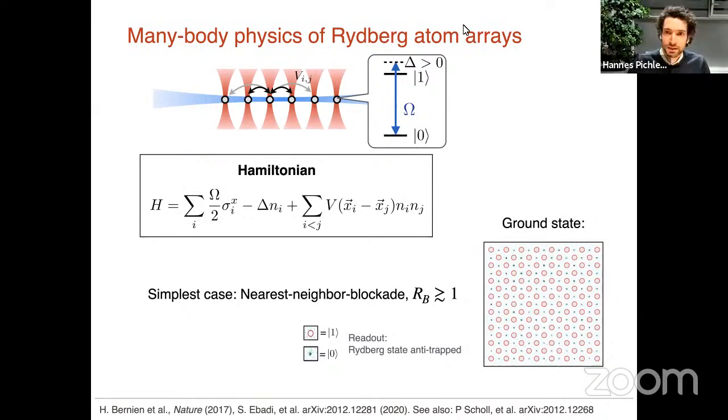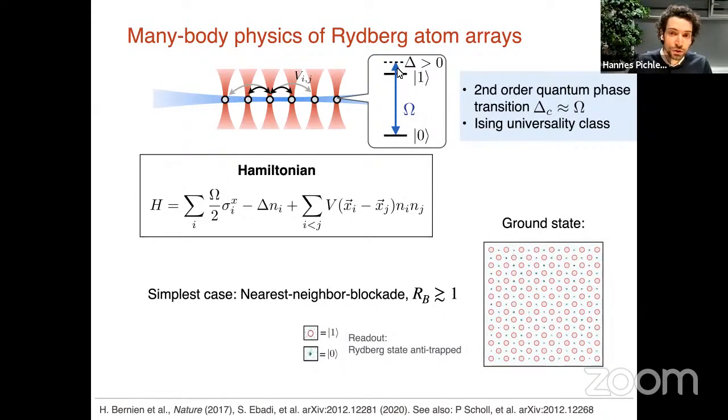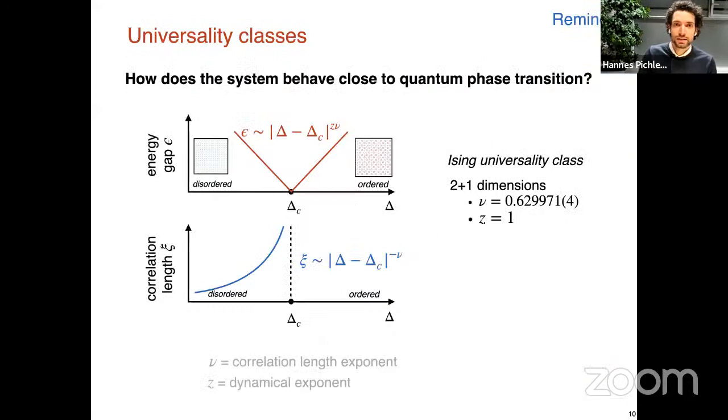So what you expect is that when you tune this laser from negative to positive, at some point there should be a quantum phase transition that reflects the fact that you have a symmetry breaking here. And what you expect from general arguments is that this quantum phase transition is in the Ising universality class. And just as a reminder, what does it mean that you have a quantum phase transition here? And what are the essential aspects of this quantum phase transition?